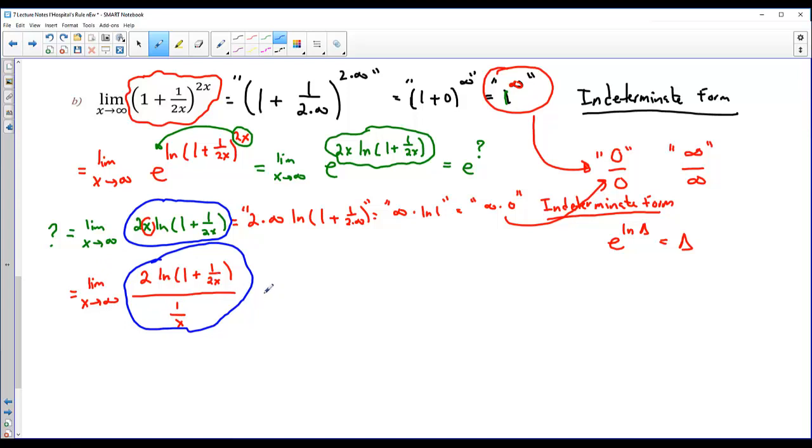But now if you evaluate this limit at infinity, what do you get? You basically get 2 times, let's go slow so you can see the work, ln of 1 plus 1 over 2 times infinity, divided by 1 over infinity. And so on top, what do I have? I have 2 times basically ln of 1, and ln of 1 is 0, so you get 0 on top. And on bottom, you have 1 over infinity, which is 0, which is perfect. This is one of my nice indeterminate forms, which I can L'Hopital. So we have another indeterminate form, but it's a nice one. It's a L'Hopital one.